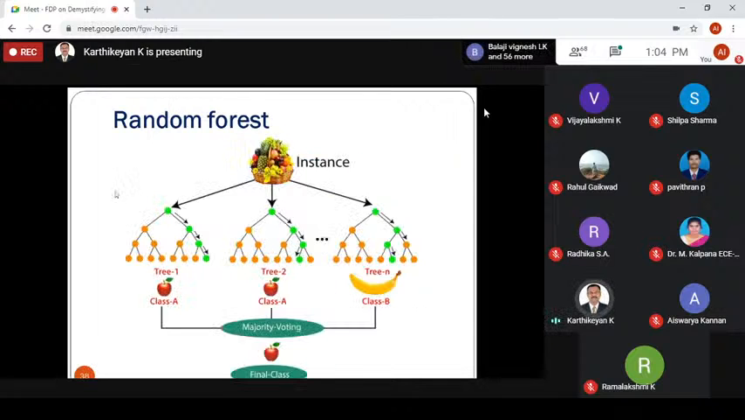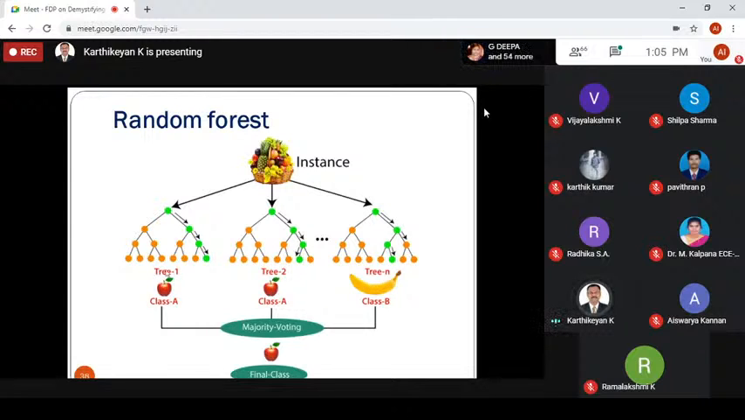Right. Now this is one example. Say, for example, we have fruits placed in a box. Now we want to find out which classes of fruits are available here. Each one is given to a decision tree. Each decision tree will have its own rule, right? Based on those rules, each tree provides the output.